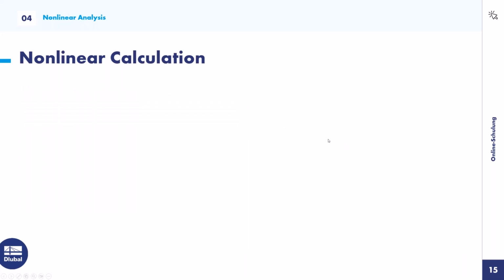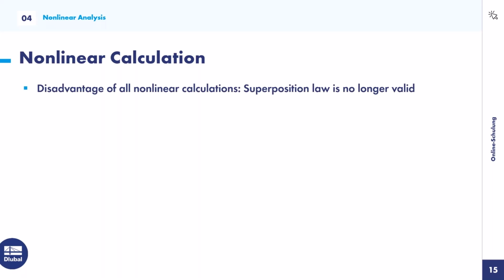Next point would be nonlinear calculation. Nonlinear calculation means, yeah, something is nonlinear, right? The problem with nonlinear calculation is we can't superpose stuff. For example, in our early studies in statics or mechanics, we had just a dead load case and a live load case, and we just separately calculated them, and then we summed up the results and it's finished. This is not possible for nonlinear calculation.